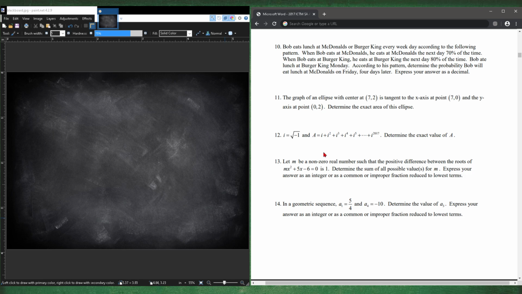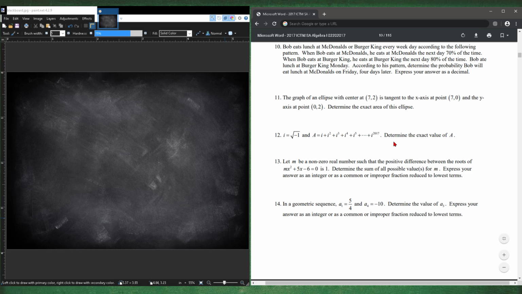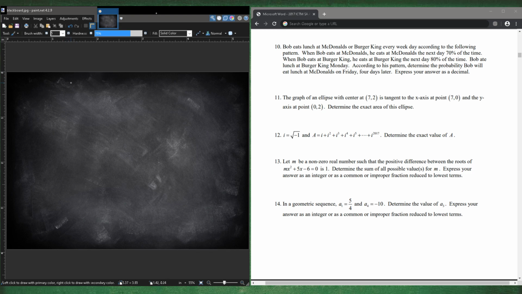Number 12. i equals the square root of -1 and a equals all of this raised to a power. Determine the exact value of a. Okay, so for number 12, the pattern with i's is that it actually starts repeating every 4 powers. i squared is just -1, because i is the square root of -1, right? And then i cubed would be -1 times i, so negative i. And then i to the 4th would be -1 times -1, which is 1, right?